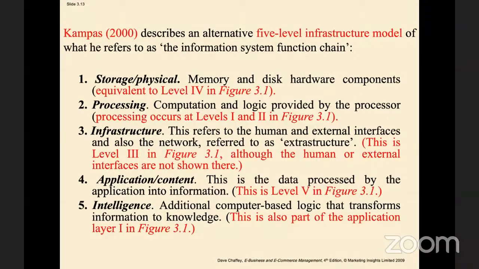Then number 4 is application and content. This is the data processed by the application into information. This is level 5 in figure 3.1. Finally, number 5 is intelligence. Additionally, computer-based logic that transforms information to knowledge. This is also part of the application layer 1 in figure 3.1.